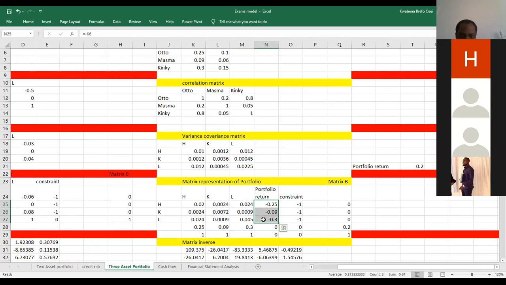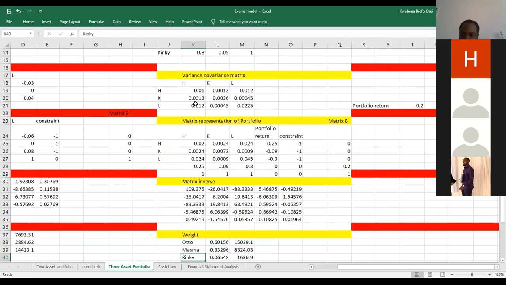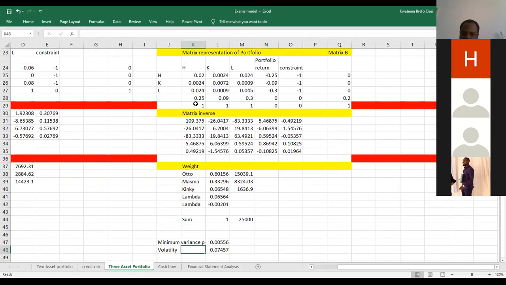They said the returns were 0.25, 0.09, 0.3, which are here. Why is it with minus? Because when we did the differentiation, you have it in negative, plus lambda negative. So that's why it is minus here. And the other side, equation 4 and equation 5, were positive.